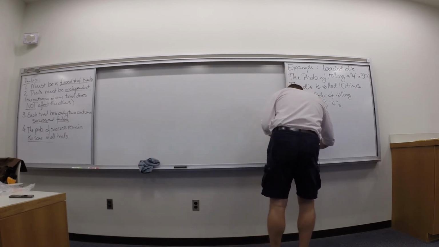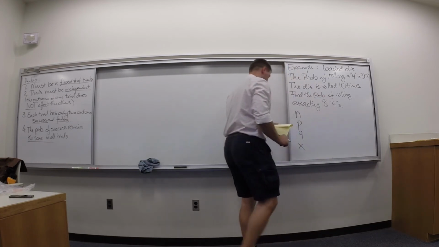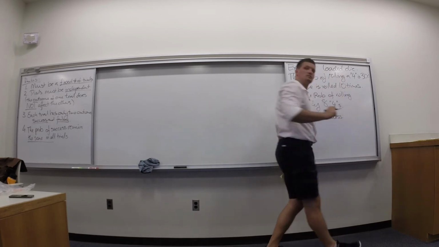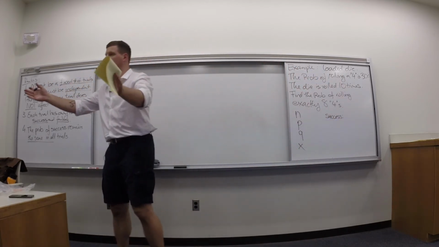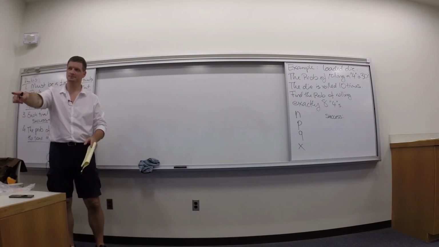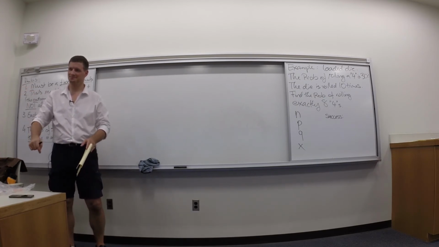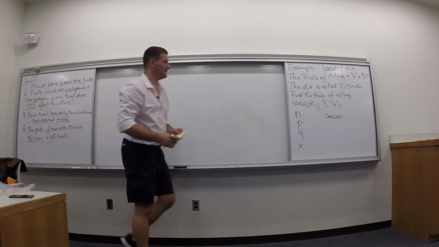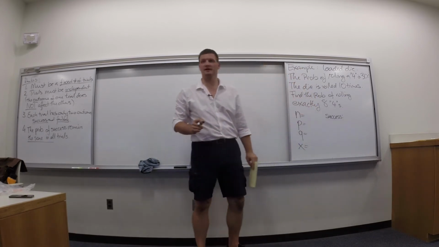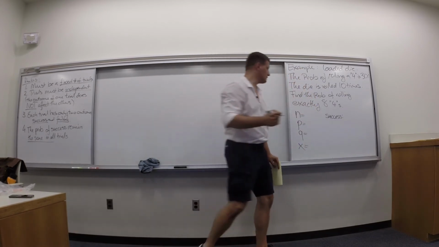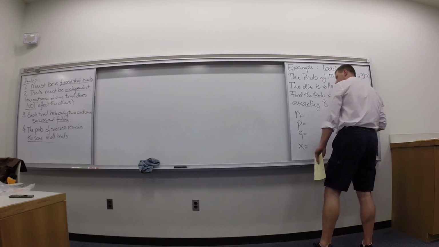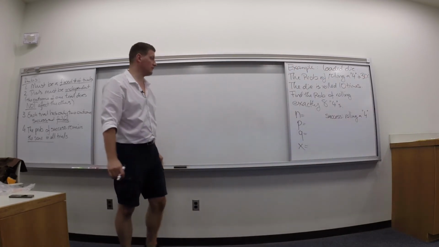N, P, Q, X, and then what's a success? And then how about this side? Because this side has been very quiet. Pick one and let's see the answer. What's a success? All right. What's N, what's P, what's Q, what's X, and how would you define a success? Success would be rolling a 4. That makes sense. Okay. So success is rolling a 4.